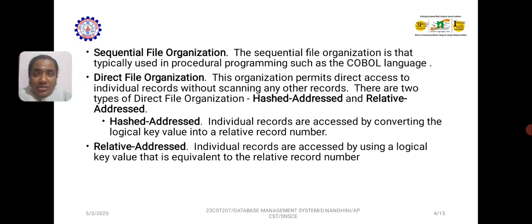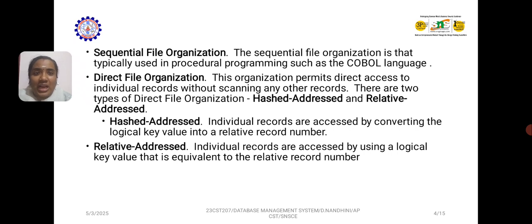Direct file organization. This direct file organization permits direct access to individual records without scanning any other records. For example, if the files have been organized in a library in an order, we can easily go to the library and say, in this rack, the fifth book is the book we are searching for, so we can directly go and get it. It is also known as hashed index or relative addressing.